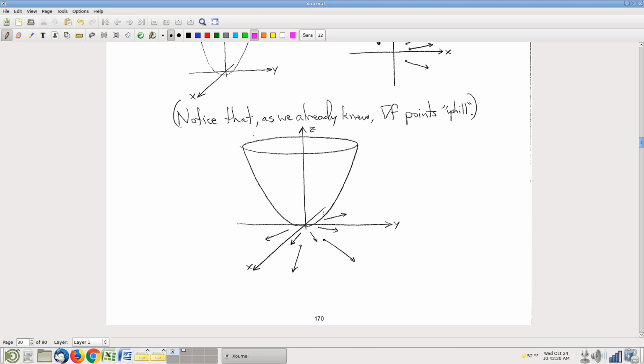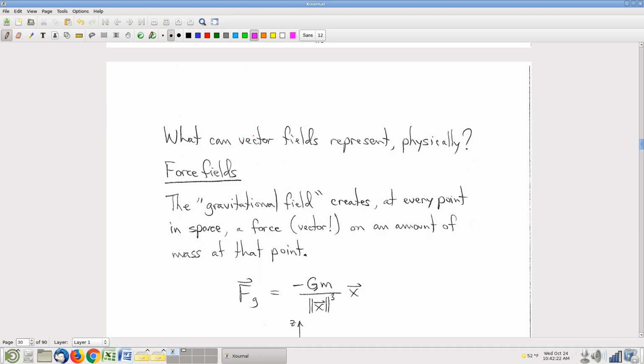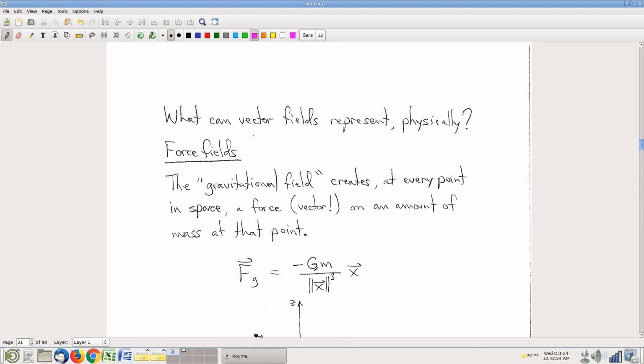Okay, so what does this have to do with physical applications? Y'all are engineers, largely, anyway. What do these have to do with the physical world? It turns out a tremendous amount. There are lots and lots of real physical things that are most conveniently represented with vector fields.